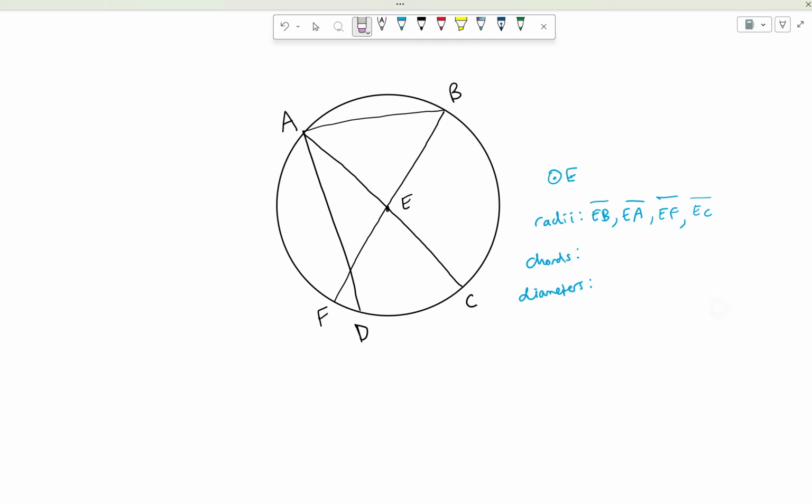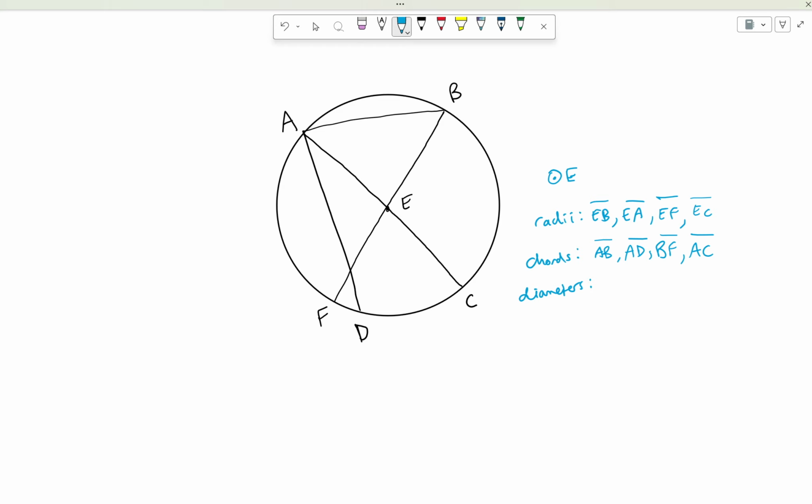The chords here. We would have anything that's going to go from a point on the circle, line segment, to another one on the circle. So we have AB. We'd have AD. We'd have BF. And of course, we'd have AC. All right.